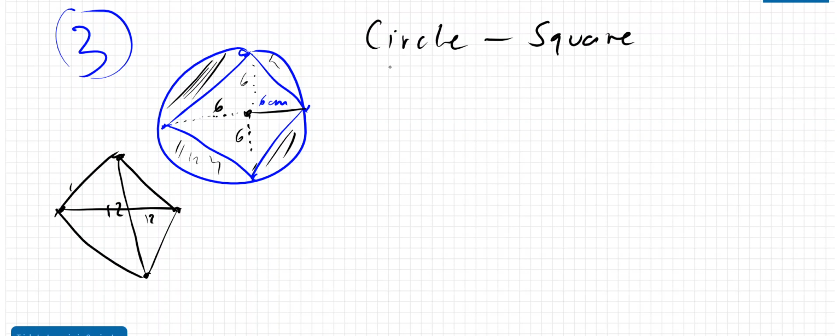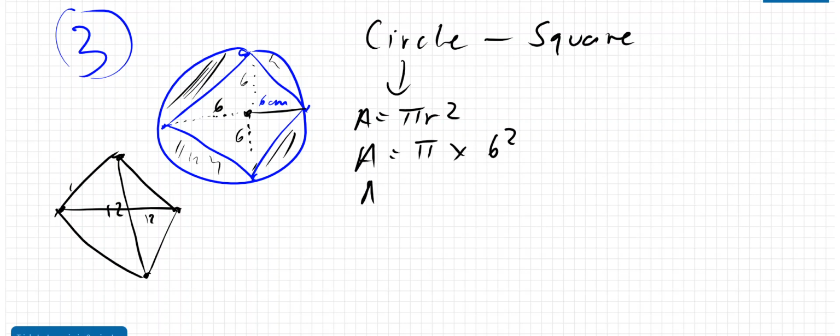So the formula for a circle, we'll do that first. The area of a circle is equal to pi r squared. So area is equal to pi, r is 6, I can see that, so 6 squared. So area is equal to pi times 36, and to 1 decimal place I have 113.1 centimeters squared. So I found the area of the circle. Now I've got to find the area of the square to subtract it.